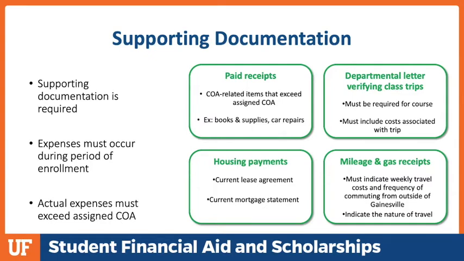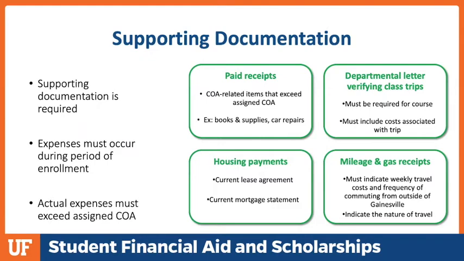Let's say you have increased housing payments. You can provide us your current lease agreement, or if you have a mortgage, your mortgage statement. If you're commuting back and forth between, let's say, Jacksonville and Gainesville, and you want us to review your transportation costs, then you'll provide us mileage and gas receipts. Make sure to include any weekly travel costs that you may have, along with the frequency of you commuting from outside of Gainesville. And then include the nature of the travel.